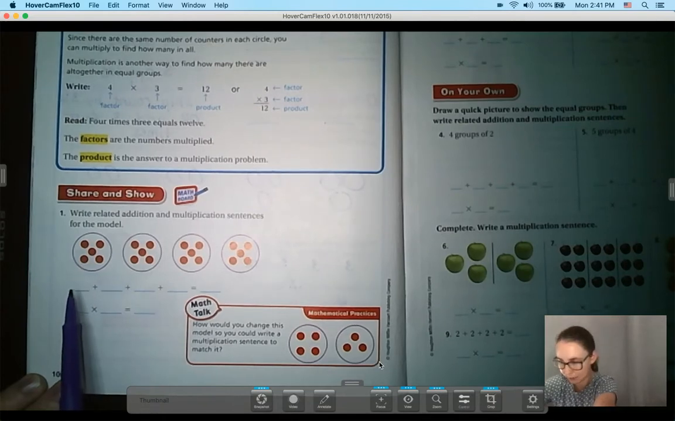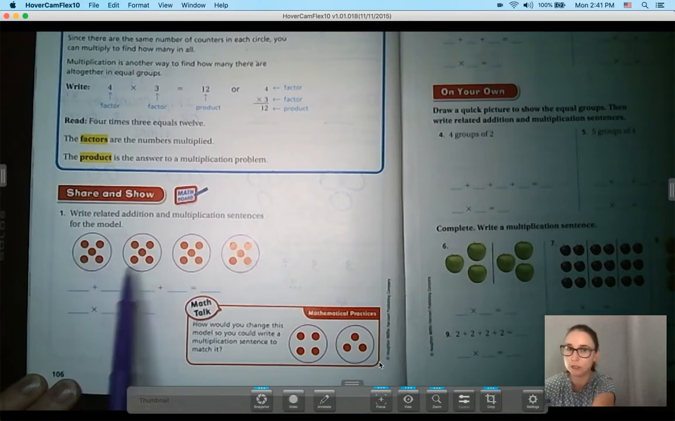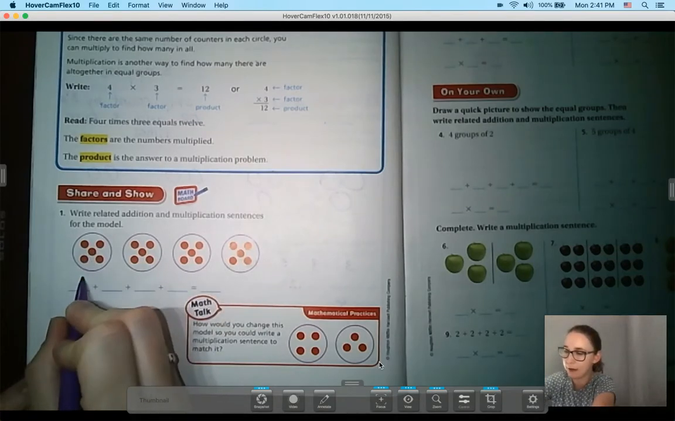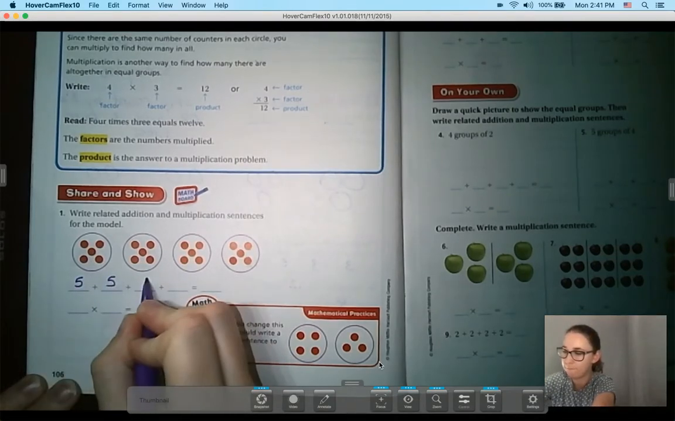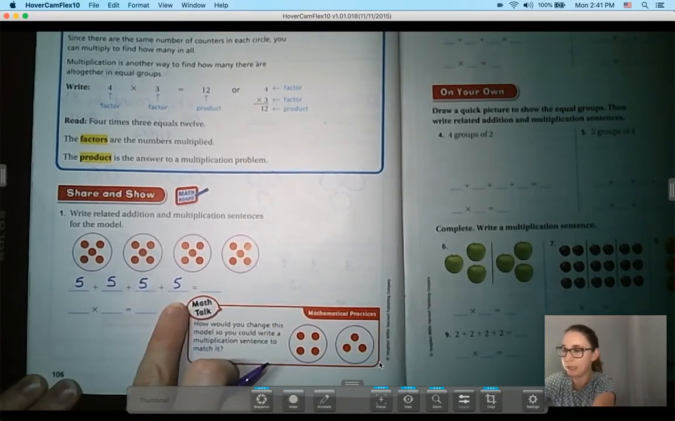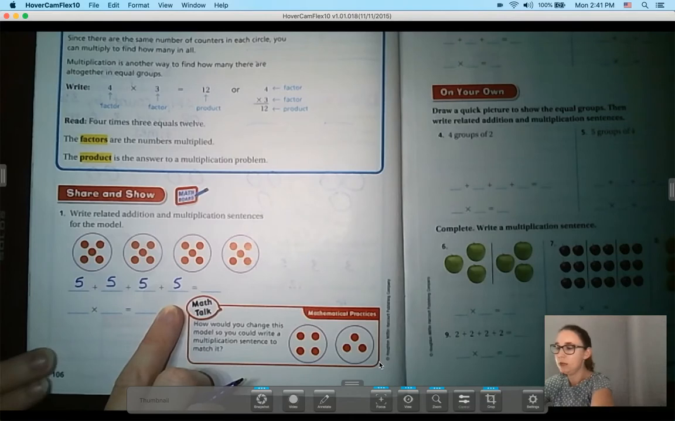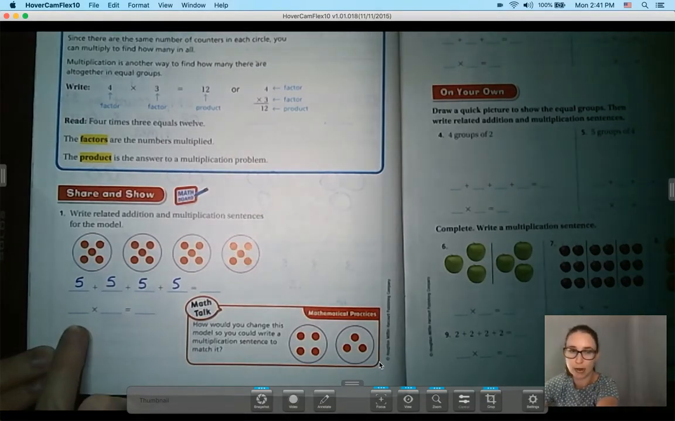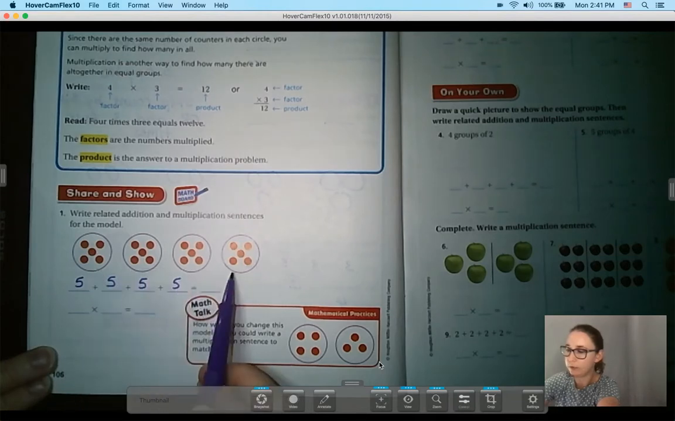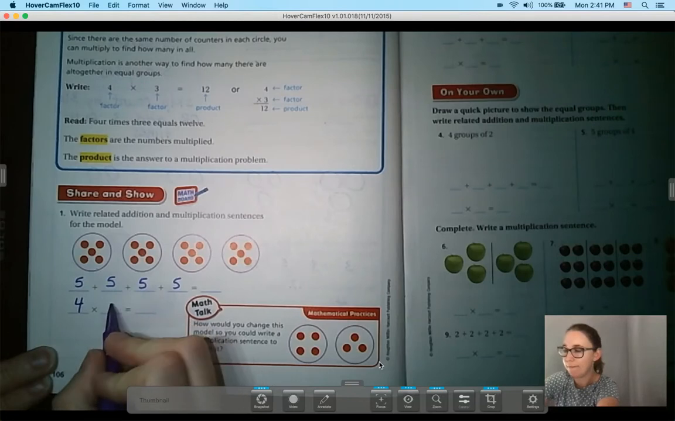what we're adding together. So 1, 2, 3, 4, 5. I have 5 in each group. So I'm adding 5 four times. So that's how many groups. I have 4 groups and I have 5 in each group. So when I write my multiplication, I want to start with how many groups I have. I have 1, 2, 3, 4 groups times how many in each group? 5.